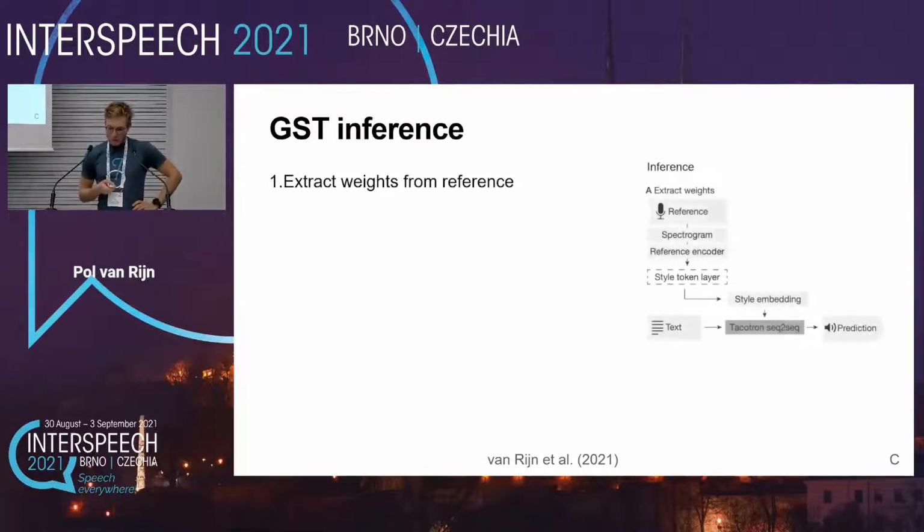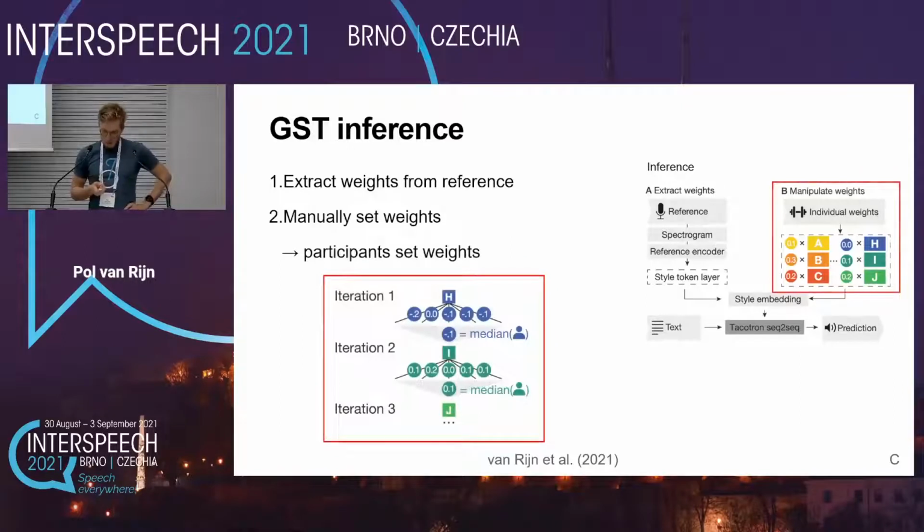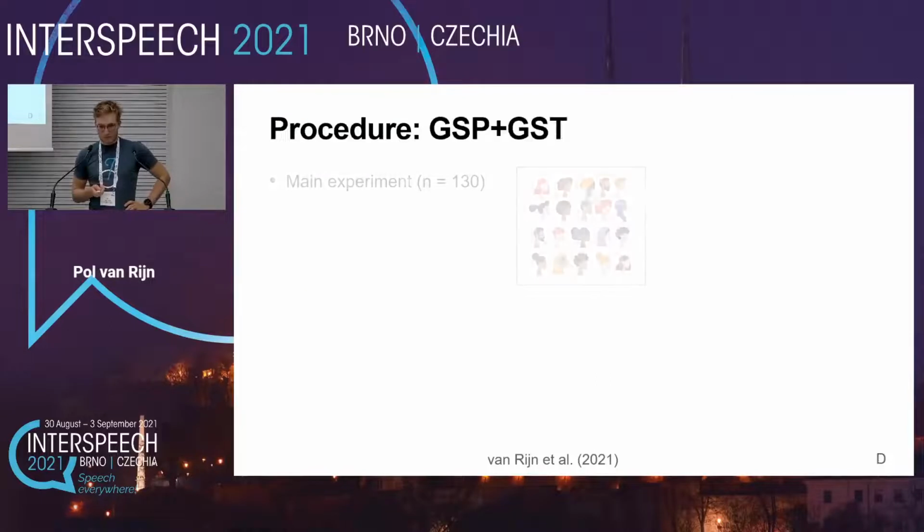So the model supports 2 ways of inference. First, it can extract a weight from some reference sound, which is identical to the procedure we saw in training. So we obtain a fixed length embedding of the spectrogram using the reference encoder. We pass it through the style token layer and we get the style embedding. That's one way to do it. Another way is to manually set the weights. And in our experiments, we use the second way. So we use participants to directly modify the weight of a given global style token.